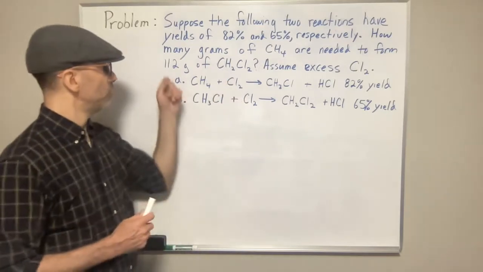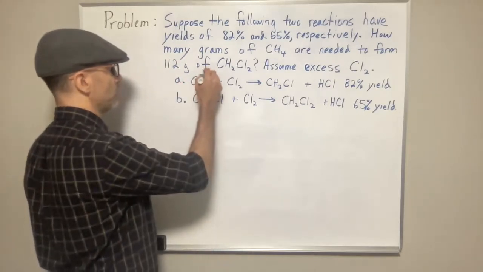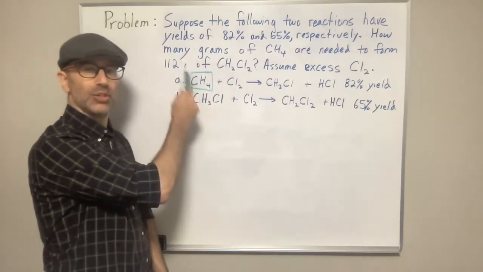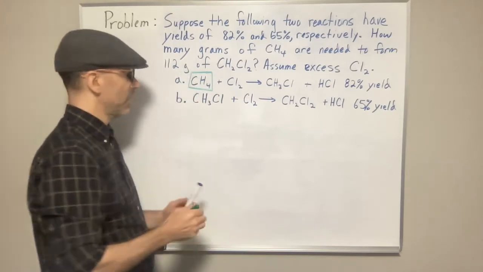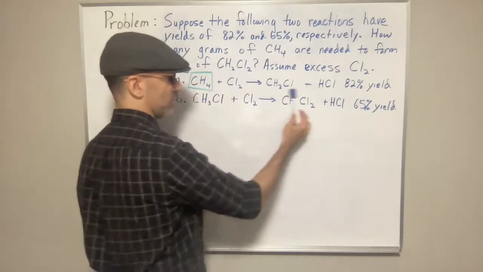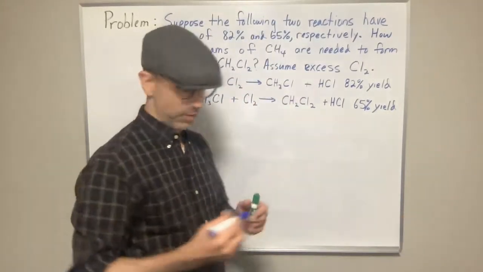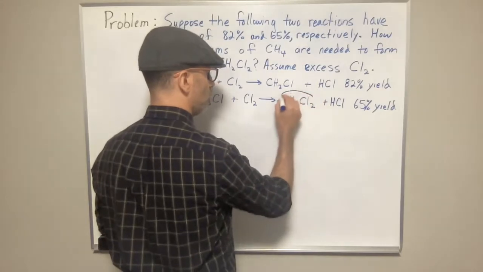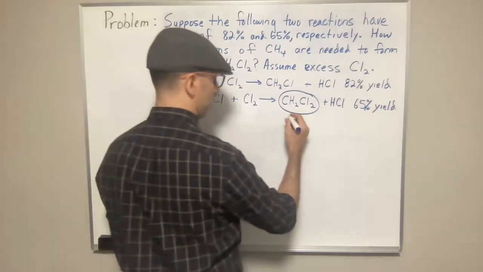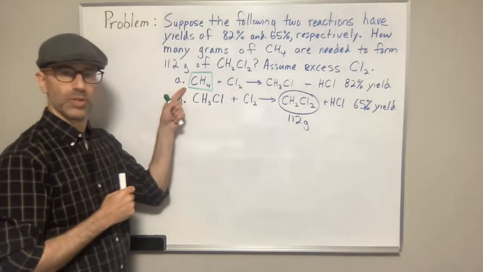So how much CH4? Here we have our CH4. We want to know how much of that we need to guarantee that we're going to get 112 grams of this substance right here. I don't have another color, so I will circle this one. So here, we want 112 grams of this. How much of this do we need to start with?